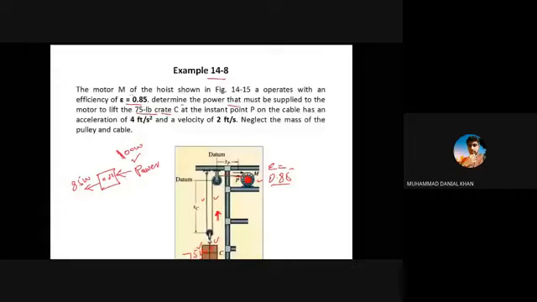Okay, and at this point, at instant T on the cable, as shown, the acceleration is 4 feet per second square and the velocity is 2 feet per second. What we need to do is neglect the mass of the pulley and cable, right? So we need to neglect those things.